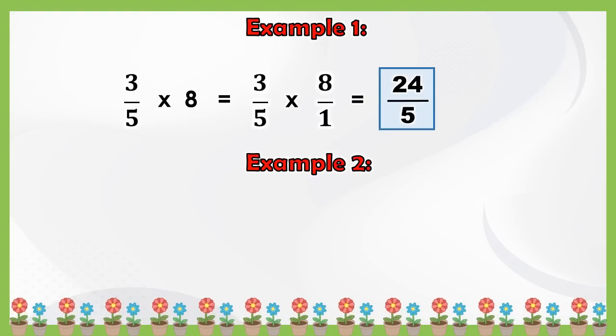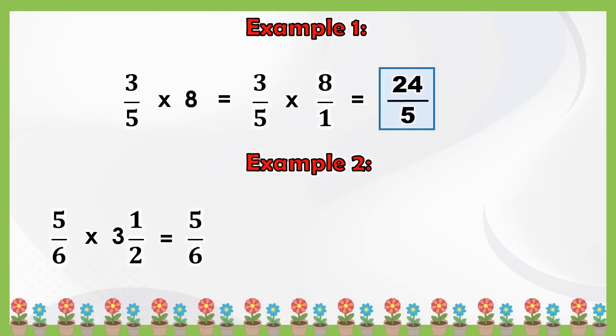Example number 2. 5/6 times 3 and 1/2. So this type is fraction by a mixed number. First, rewrite 5/6, then change 3 and 1/2, which is a mixed number, to an improper fraction. By multiplying, 3 times 2 equals 6, then add 1, plus 1 equals 7. Then copy the denominator 2. So the answer is 7 over 2.